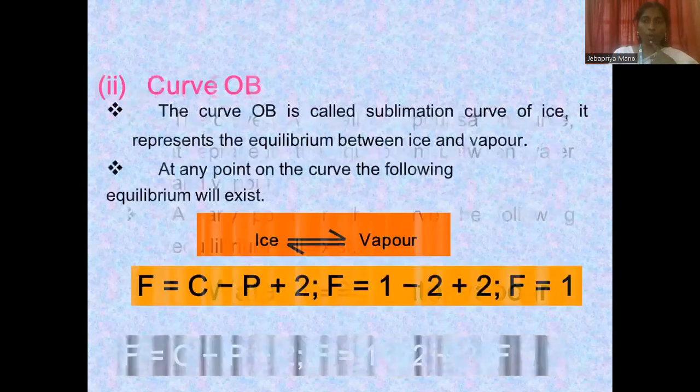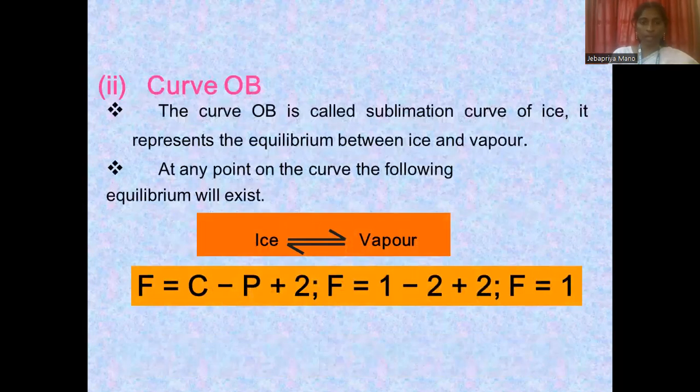Then the curve OB. Curve OB is called a sublimation curve, where solid gets converted to vapor. Along the curve, two phases are in equilibrium, that is solid ice as well as vapor. But it is a one component system. Therefore, the number of components C is 1, and the number of phases along the curve is 2. Applying this in the phase rule, we get F is equal to 1, which means again we are in need of only one independent variable to explain the system in detail.